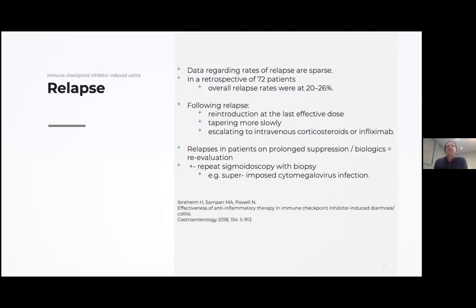And then just a question of relapsing. Again, data is sparse. The largest retrospective view of this was probably this study with a relapse rate of about a quarter of patients. The view would be to reintroduce at the last effective dose if the patient relapses while weaning steroid, to taper more slowly, and then, if that's unsuccessful, to consider escalation. Patients who've had an initial response and then relapse may need to be, or should probably be, re-investigated for the development of infectious etiology, specifically CMV in this context. These patients are profoundly immunosuppressed.